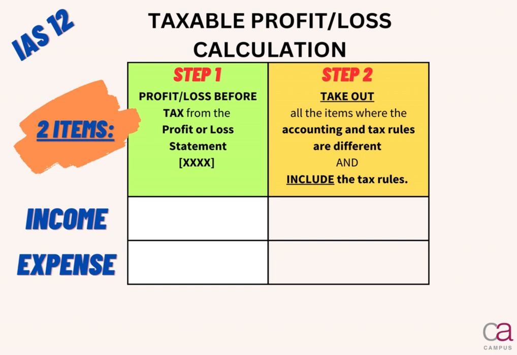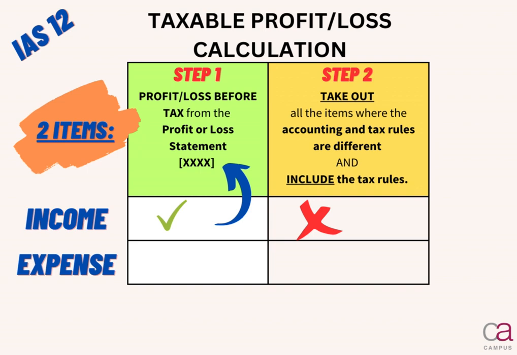Now, if we look at item number 1 on the left side of your screen, income. For accounting purposes, the income will be included in our profit before tax, debit bank or debtor, and credit income. Remember, this is your accounting. But if we need to calculate our taxable profit or loss, our next step will be to take this out. Therefore, a cross. When you look at the screen, I do prefer to make use of a tick mark. Yes, it's included, and a cross. We need to take it out.